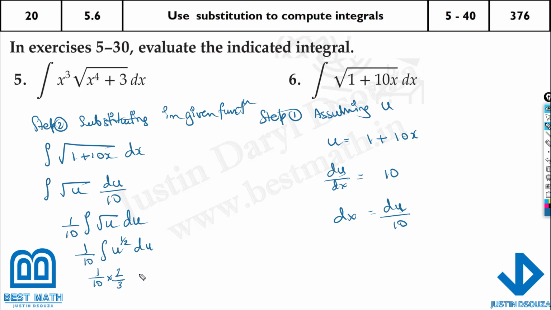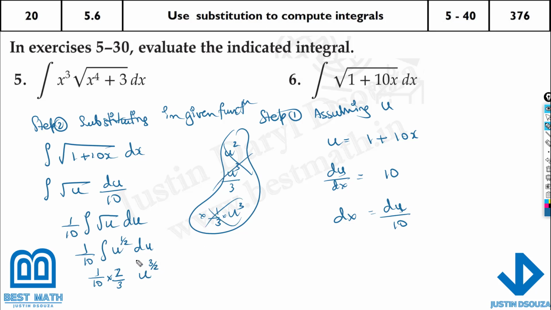I'm going to write it directly: u to the power 3 by 2. Whatever is there in fraction, that will be flipped and written over here when you're multiplying. Or you can just write it divided by, because if it is u power 3, we write u power 3 divided by 3. Or you can write it as u power 3 multiplied by 1/3. That's also fine, it's just the same thing.